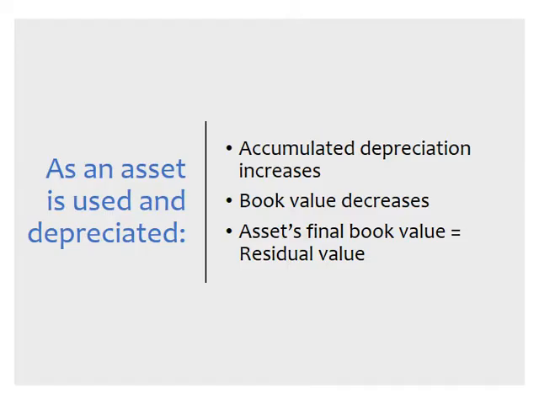As an asset is used and depreciated, its accumulated depreciation will increase. As an asset is used and depreciated, its book value will decrease. Remember that an asset's final book value is equal to its residual value. Residual value could be 0, or it could be some other dollar figure.